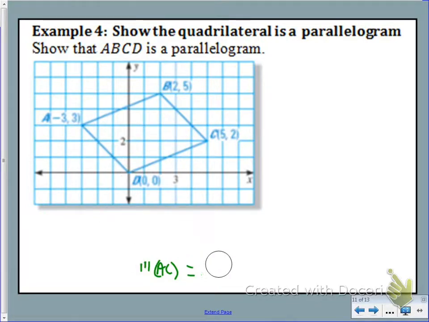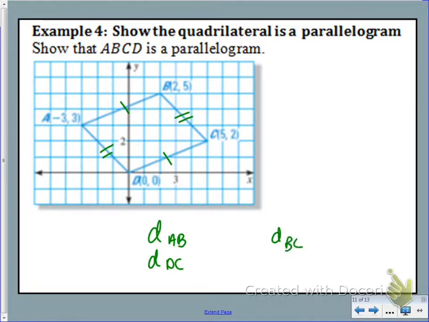Another method of proving a parallelogram is to show that both pairs of opposite sides are congruent. Again, don't write this. So if I want to show that these are congruent sides, I would use the distance formula. So I would need to confirm that the distance of AB is the same as the distance of DC, and I would also have to confirm that the distance of BC is the same as the distance of AD. So I would have to do 4 calculations there. So that's fine to do. That would confirm that this is indeed a parallelogram because both pairs of opposite sides are congruent.